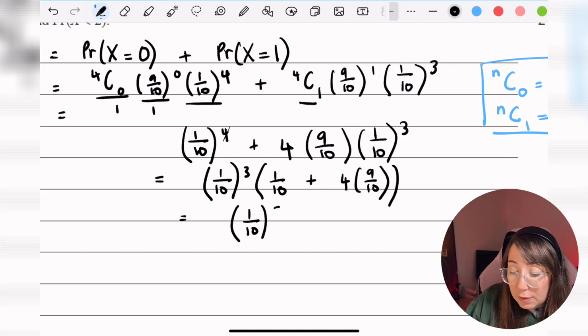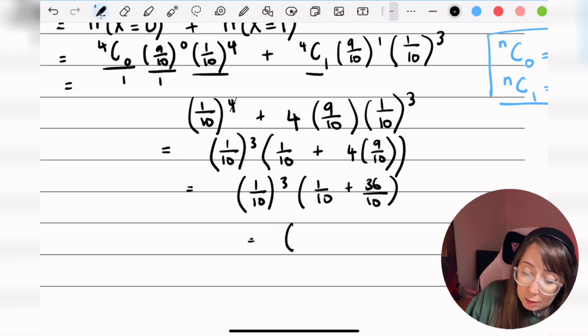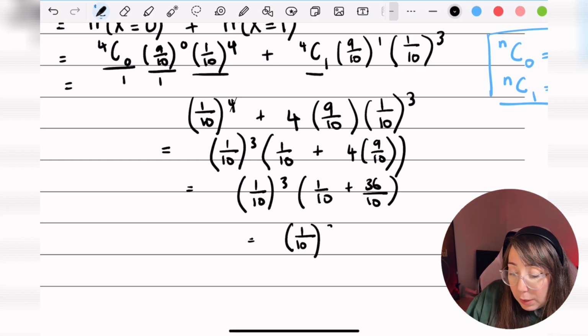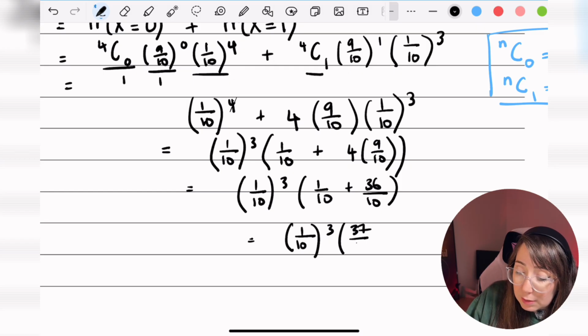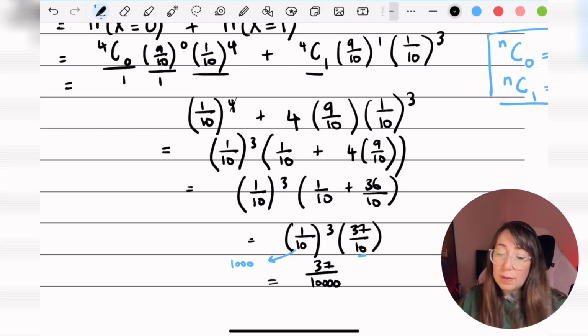So you can expand this straight away. I'm just going to leave it to the power of 3 for now. That's 1/10 plus, and then 4 times 9 is 36 on 10. So that'll then be 1 on 10 to the power of 3 multiplied by, and then 1 plus 36 is 37 on 10. And now we can multiply this all out. So 10 to the power of 3 will be 1,000, 3 zeros, and then times 1 more 0 will be 10,000. So that'll be our solution for this question.